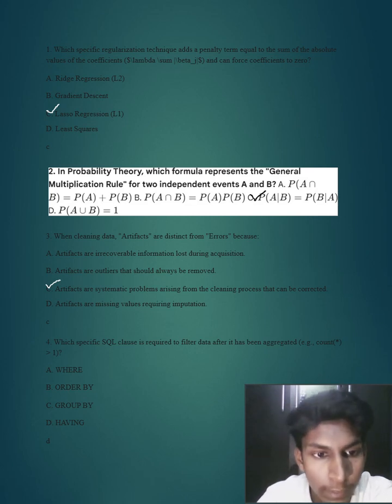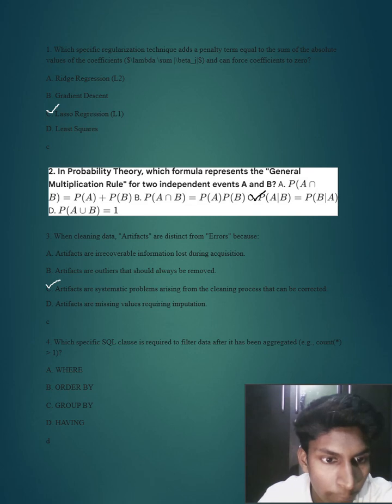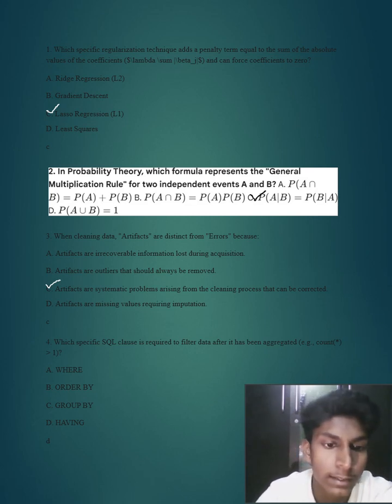Moving on to question number 4, which specific SQL clause is required to filter data after it has been aggregated, for example, count star is greater than 1? The options are where, order by, group by, having. So the correct answer is option D, that is having.